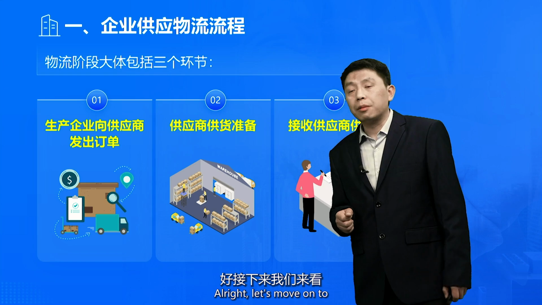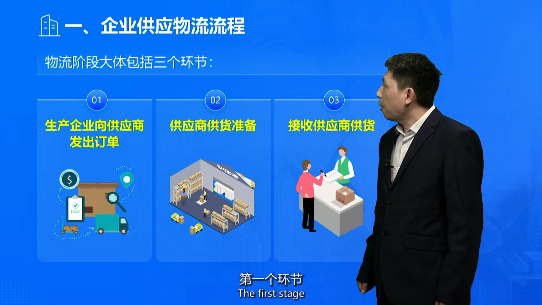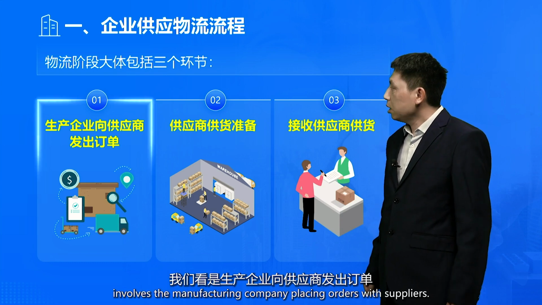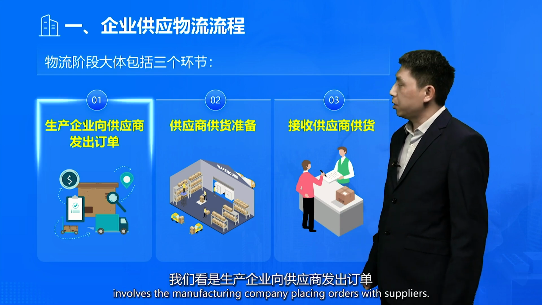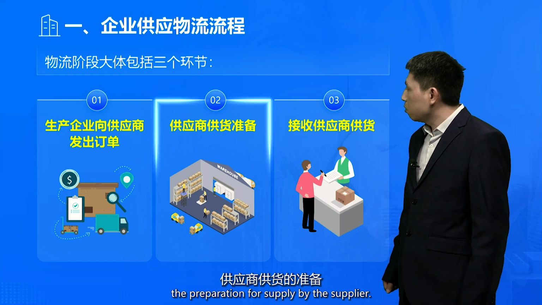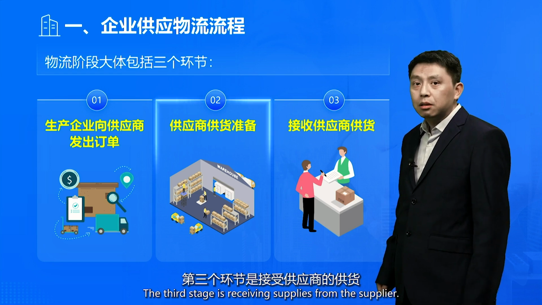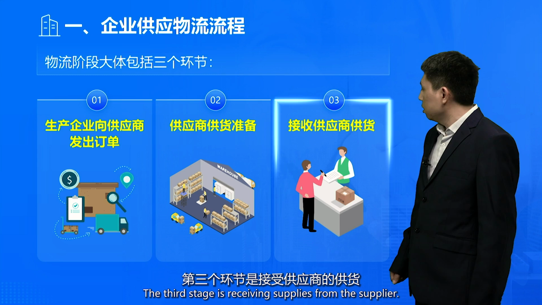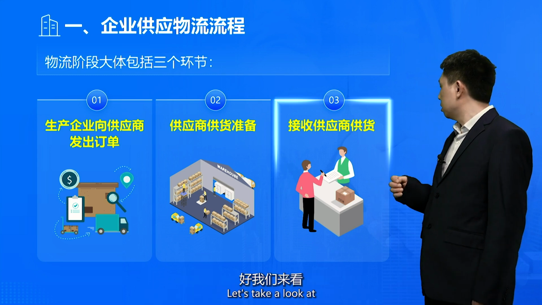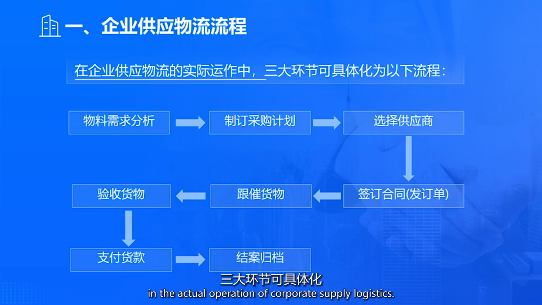Alright, let's move on to which three stages the logistics phase includes. The first stage involves the manufacturing company placing orders with suppliers. The second stage is the preparation for supply by the supplier. The third stage is receiving supplies from the supplier. Let's take a look at how these three stages are specifically implemented in the actual operation of corporate supply logistics.